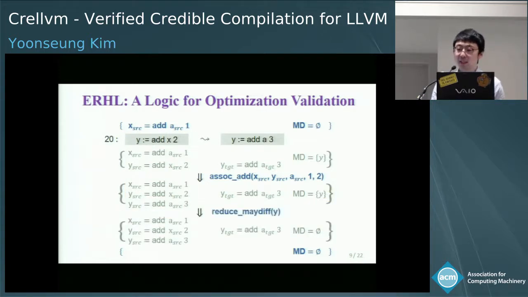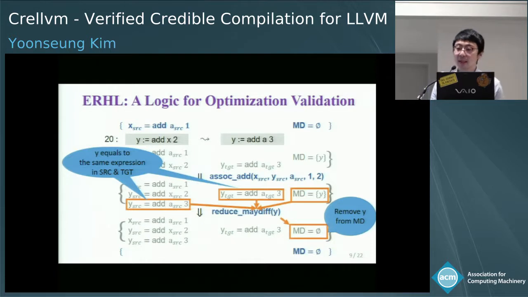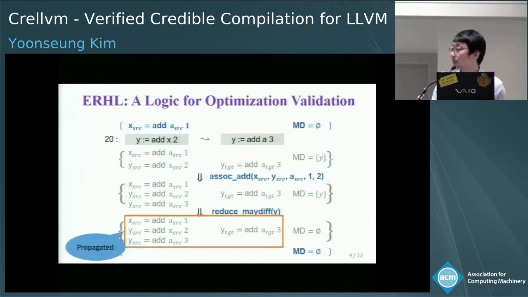Then we are given a reduce_maydiff inference rule, which removes y from the may-diff set. Specifically, it is derived as follows. First, the inference rule checks that y equals the same expression in the source and target, namely y equals a plus 3. And then it checks that the register appearing in the expression, namely a, is not in the may-diff set. After checking these conditions, it removes y from MD. Clearly, this inference rule is sound because y equals the same expression with the same value in the source and target. Again, the existing assertions are simply propagated.